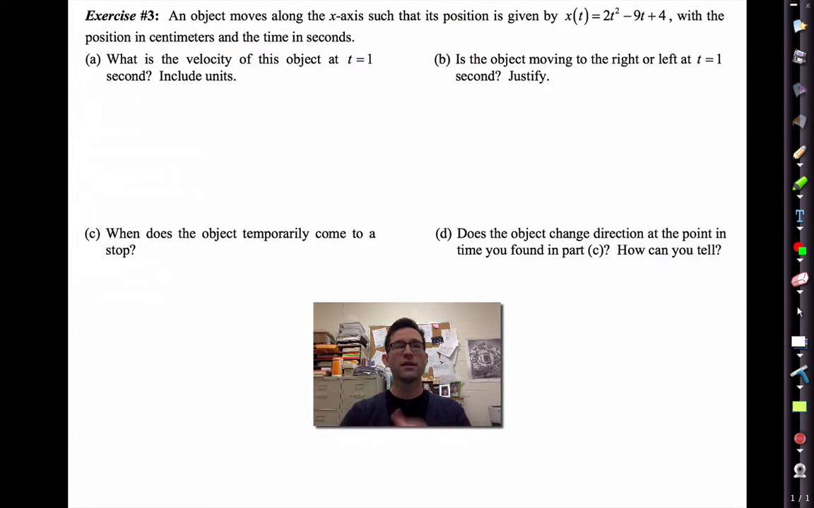All right, let's do one final problem. An object moves along the x-axis such that its position is given by x equals 2t squared minus 9t plus 4, with the position in centimeters and the time in seconds. So we're not going to use the calculator on this. Letter A, what is the velocity of this object at t equals 1 second? Include units. Pause the video now and see if you can come up with that.